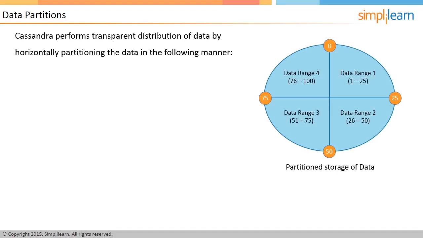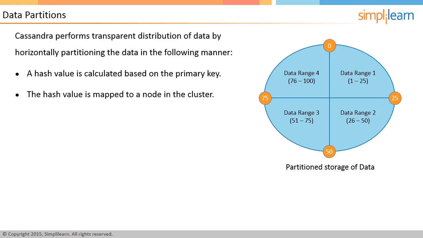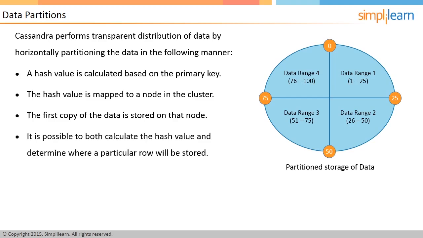Cassandra performs transparent distribution of data by horizontally partitioning the data. A hash value is calculated based on the primary key of the data. The hash value of the key is mapped to a node in the cluster, and the first copy of the data is stored on that node. The distribution is transparent, as you can both calculate the hash value and determine where a particular row will be stored. The diagram on the screen depicts a 4-node cluster with token values of 0, 25, 50, and 75.